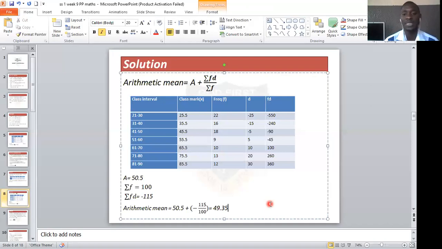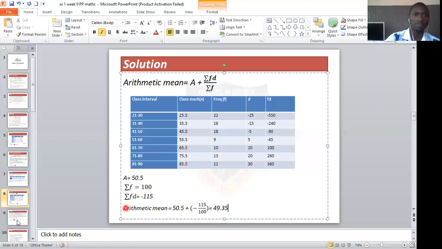50.5 is A, which is the assumed mean, and the summation of FD is minus 115, divided by 100, which gives you 1.15. Minus times plus will give you minus. That's why you have 50.5 minus 1.15, which will give you 49.35. So that's how to calculate the arithmetic mean given an assumed mean.